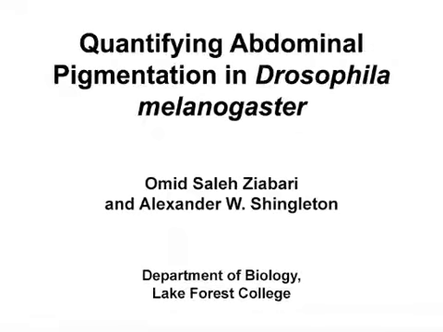The overall goal of this methodology is to rapidly quantify abdominal pigmentation in the fruit fly Drosophila melanogaster. This method can help answer key questions in the field of evolutionary biology, such as identifying the genetic loci that underlie, in turn, intraspecific variation in morphology, and understanding the development and evolution of morphological phenotypes.